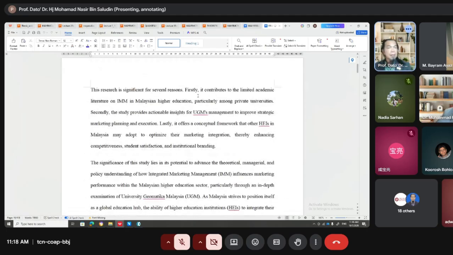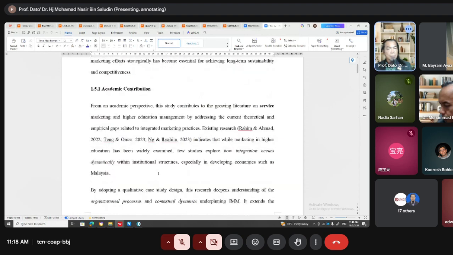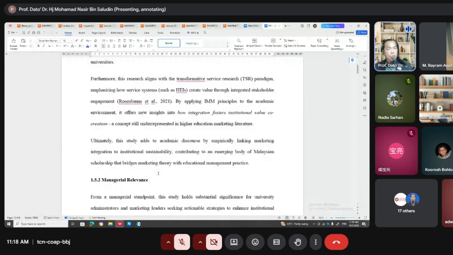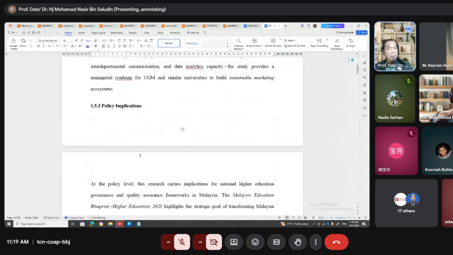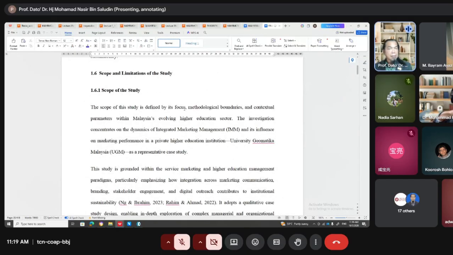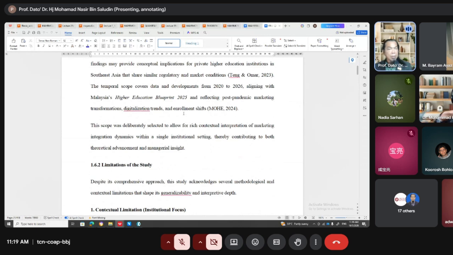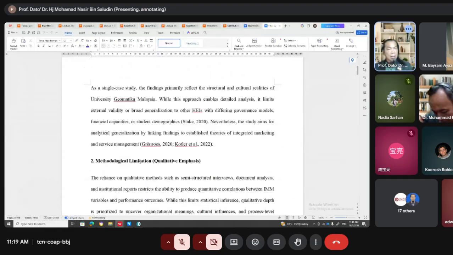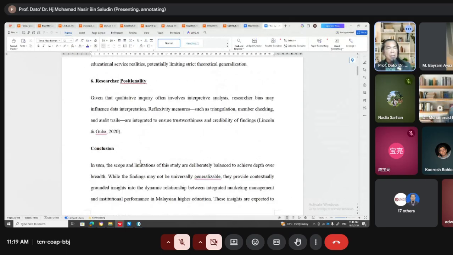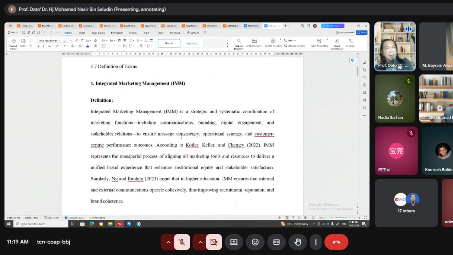And then the significance of the study. Academic significance, academic contribution. They also have broadening channels, student conversion metrics, and then the policy implications, important policy. Then the third is the scope of the study. And then also the limitations of the study: contextual limitation, methodological limitation, temporal limitation, data availability, conceptual limitation, and researcher positionality. And then last but not least is the definition of terms, the integrated marketing definition.